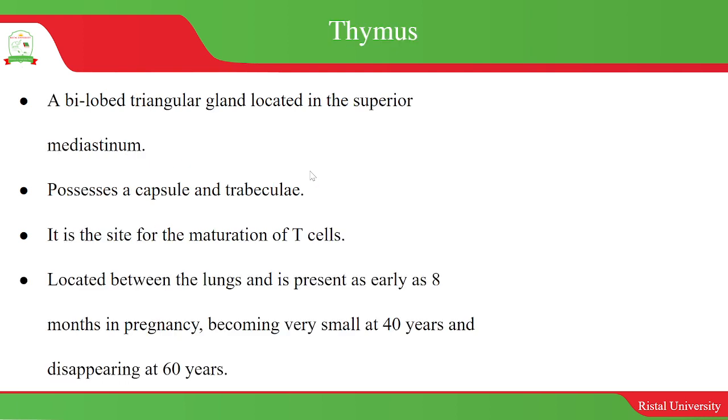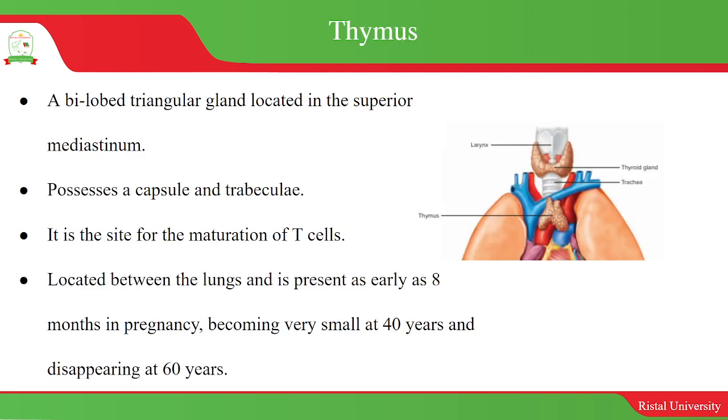It also plays an important role in activating an immune response. Another organ is the thymus, which is a triangular gland located in the superior mediastinum. It has two lobes, so we say it is bilobed. Like the other lymphatic organs, it is covered by a capsule, which also extends inwards to form the trabeculae, and therefore there are small compartments inside the thymus. It's a site for maturation of T cells, and it is present from as early as pregnancy.